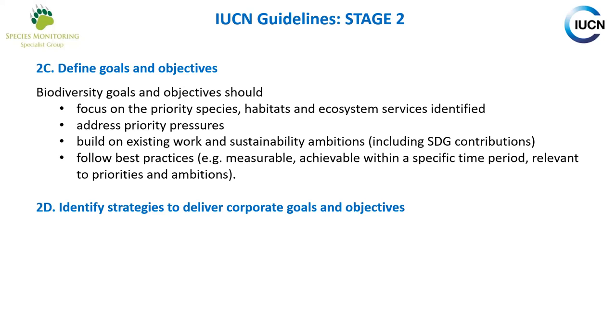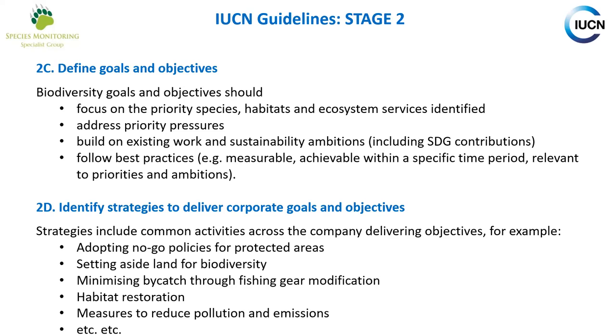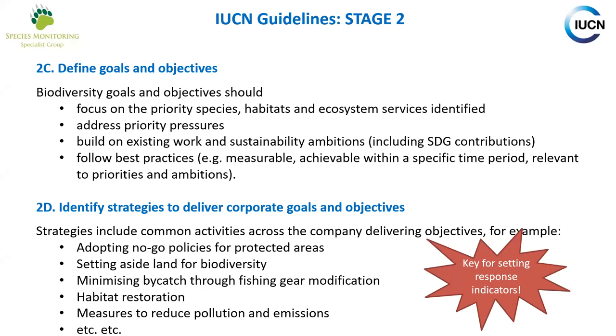What we also encourage companies to do at this stage is to identify key strategies that are common across the company to deliver objectives. Again, these will vary, but they might include adopting no-go policies for protected areas or setting aside land for biodiversity. It could involve minimizing bycatch, restoring habitat, or measures to reduce pollution. Now again, we're not trying to get the company to aggregate here and talk about everything it's doing, but we're looking at the most common strategies. One of the reasons for doing this is that identifying common strategies will also help us later identify relevant response indicators and measure performance.